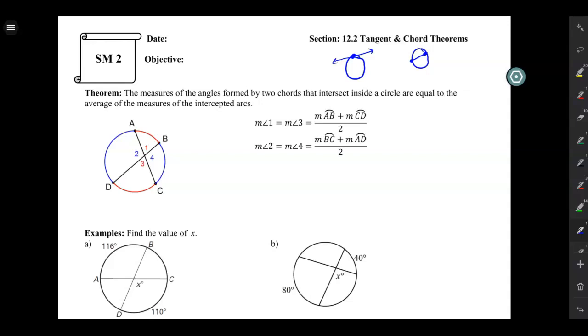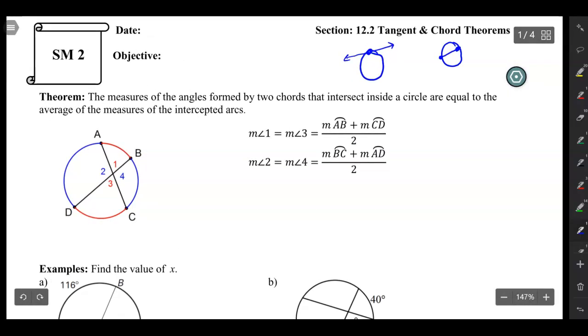Let's first look at just this picture and remember that angle 1 and angle 3 are vertical angles, so they're congruent to each other. And angles 2 and 4 are also vertical angles, so they're congruent to each other. And we see that equality over here, showing that the measure of angle 1 and angle 3 are the same, as well as the measure of angle 2 and the measure of angle 4.